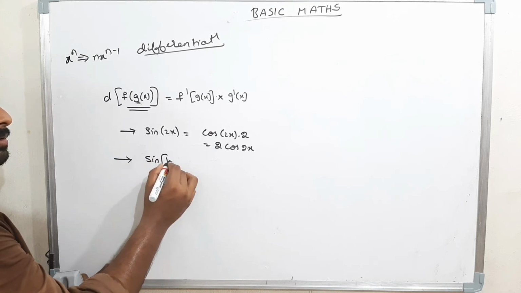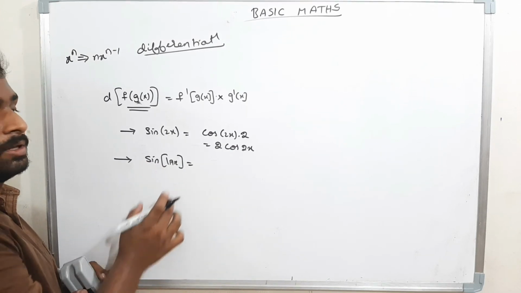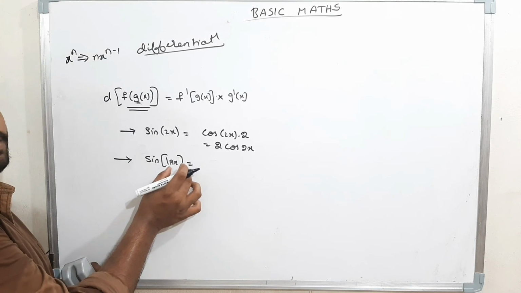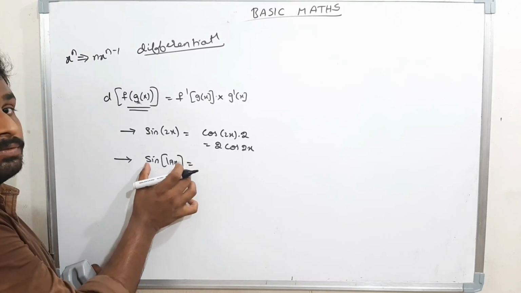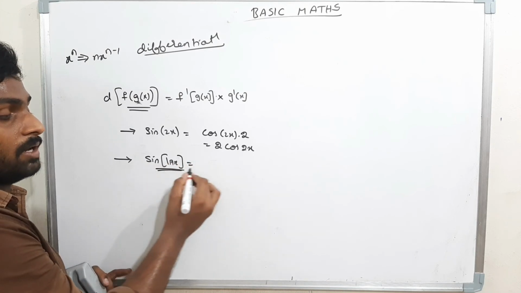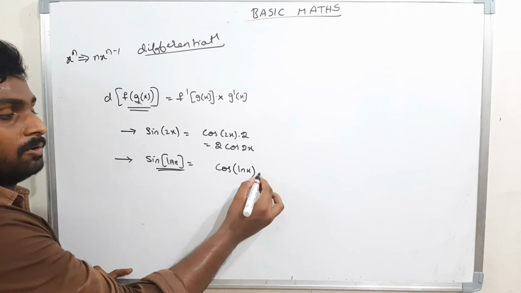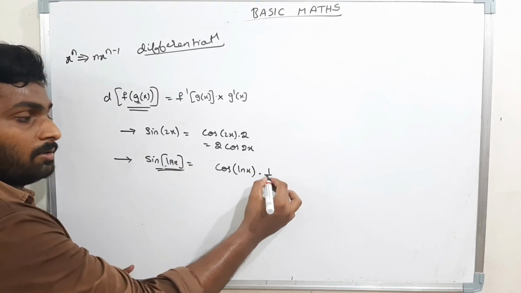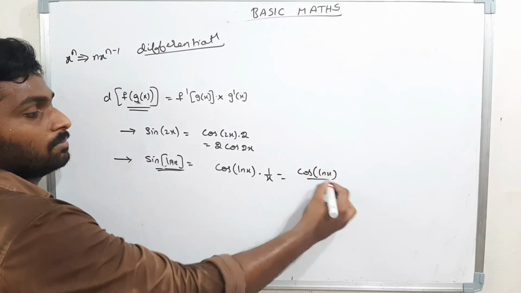Sin of ln x. What is the value of the differentiation of sin of ln x? Sin itself is a big function. Inside that big function there is one more function, that is ln x. Therefore, first of all, you have to do the differentiation for the whole function. What is the differentiation of sin? Cos ln x into, what is the differentiation of ln x? 1 by x. Therefore, the answer is cos ln x by x.